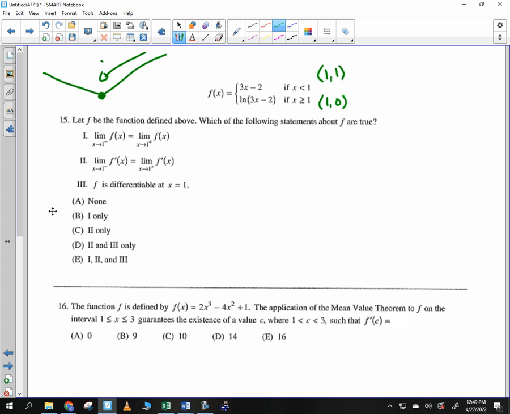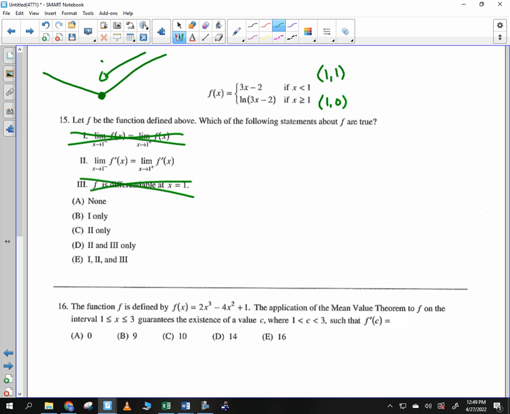The limit from the left is not the same as the limit from the right. Okay? That is definitely not an option. If it's not continuous, is it differentiable at that spot? Absolutely not. So, we know that 2 is the only option if it works.